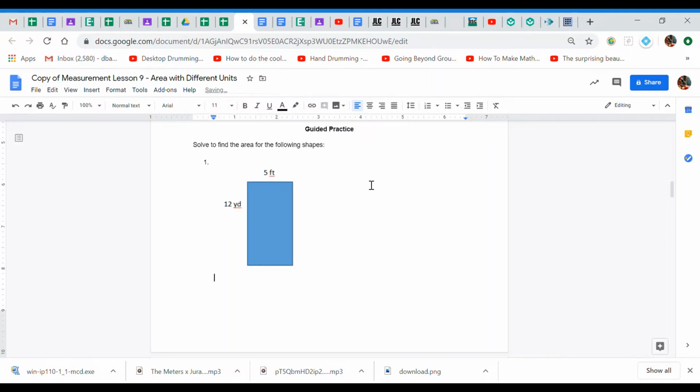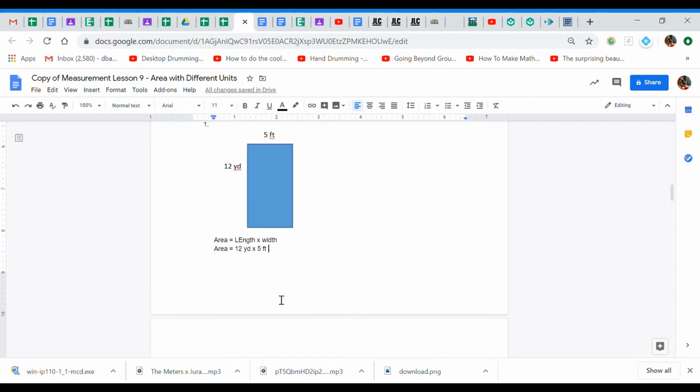So the first thing I want to do is say area equals length times width. In this case, area equals 12 yards times 5 feet. But I can't go any further because I see that 5 feet is not the right unit for the answer. So I have to think which one I want to solve it into. For me, instead of dividing, I'd rather multiply. So I'm going to turn yards into feet. It's just easier for me. So I'm going to rewrite the problem.